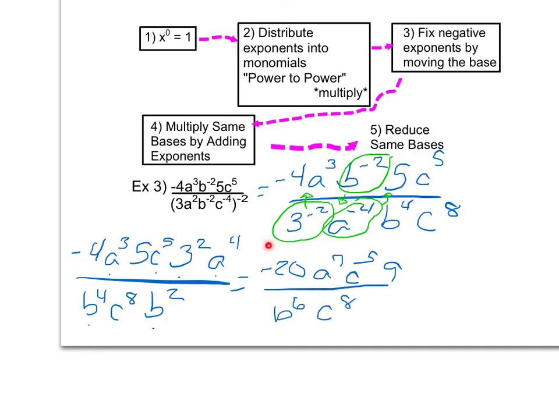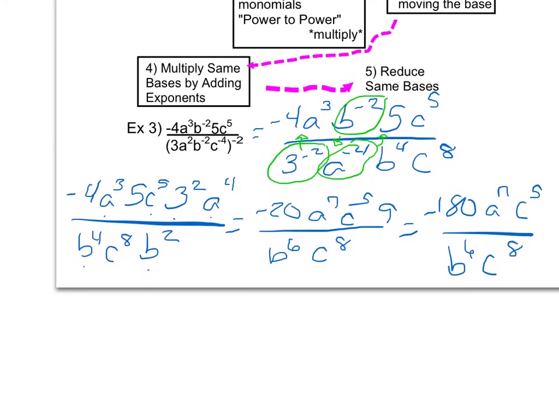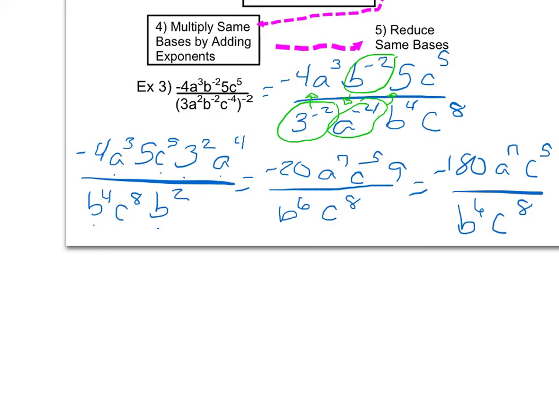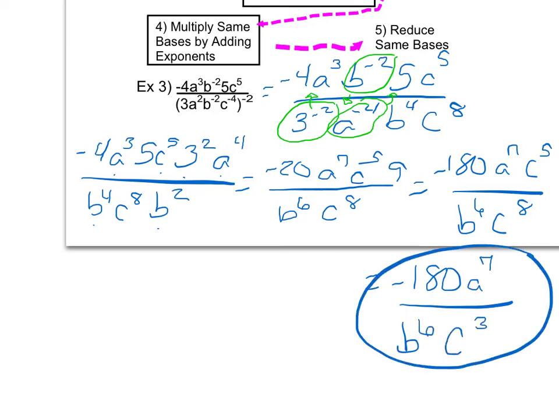I notice now that I also have a -20 and a 9 I can multiply, so I'm actually going to do that as well. So -180, a to the 7th, c to the 5th, b to the 6th, c to the 8th. Taking my last step, step 5, I'm going to reduce same bases. I see the only thing that gives me to reduce are my c's. 5 c's over 8 c's, 5 of them cancel. I'm left with 3 on the bottom. So my final answer is -180 times a to the 7th all over b to the 6th, c to the 3rd. And since I have gone all the way through my flow map, I have my final answer.